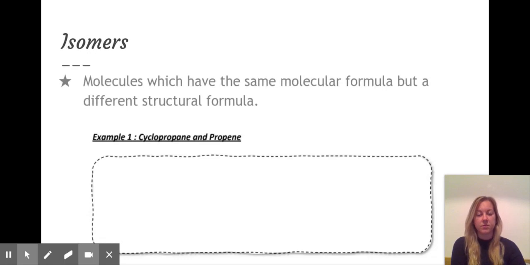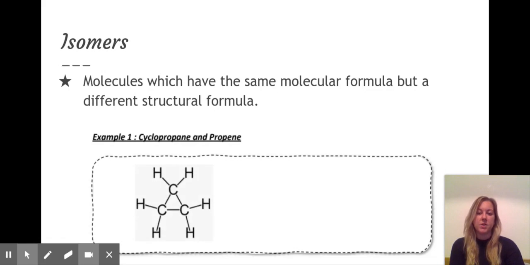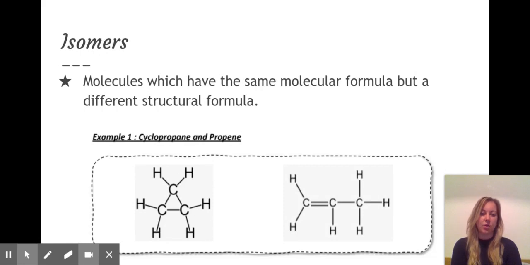Isomers then, we kind of touched on this slightly. So remember, your definition for isomers is molecules which have the same molecular formula but a different structural formula. So examples here, cyclopropane, C3H6, and propene is also C3H6. As you can see though, they are completely different structures, which makes them isomers of each other. But remember, all of the cycloalkane and alkene families are isomers of each other. So cyclobutane is the isomer for butene and so on.